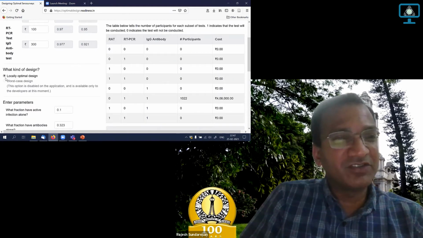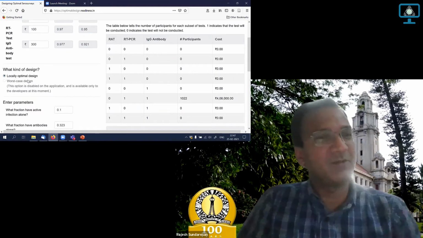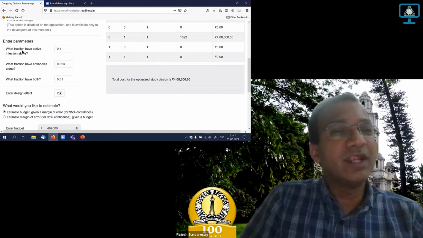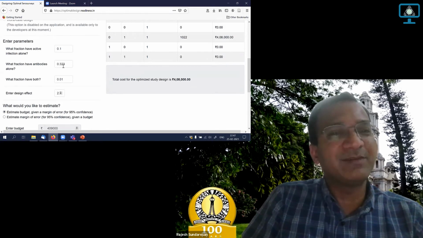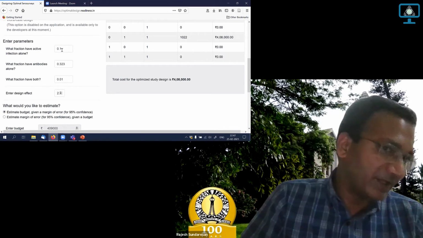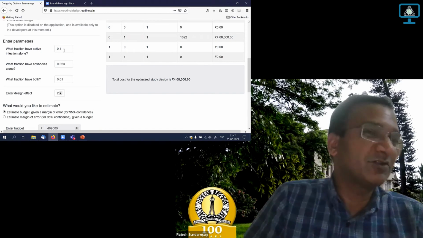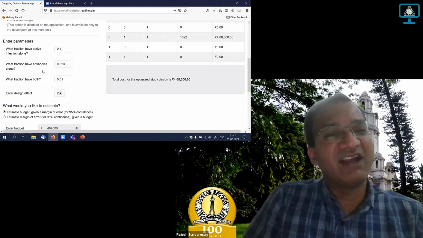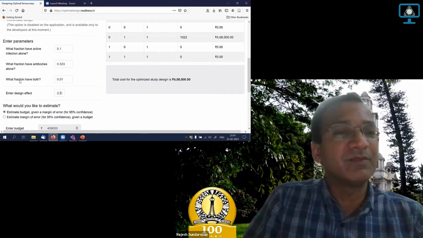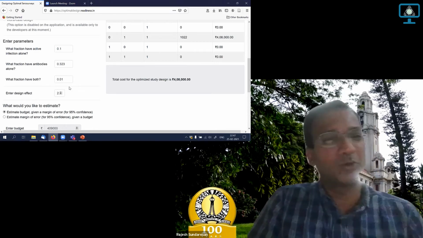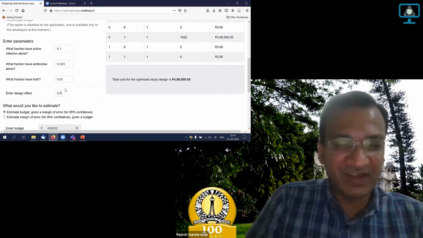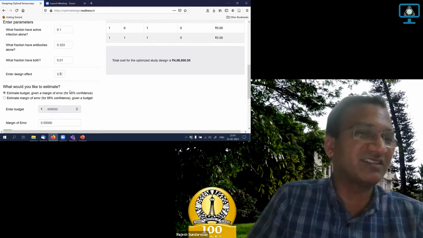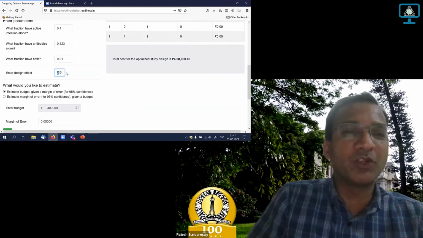I will come to this notion called locally optimal design when I speak about the extension. So what we are actually doing is what is called locally optimal design. Then you enter the parameters, your best estimates for your P at this moment. So 10% of the individuals have active infection, 32.3%, let us say, have antibodies, they had past infection, and the fraction that have both, let's say, is about 1%. And then there is a design effect that one needs to take into account when your sampling is not perfect, when you're doing only systematic sampling and things like that. I've put it at 2.1 here.